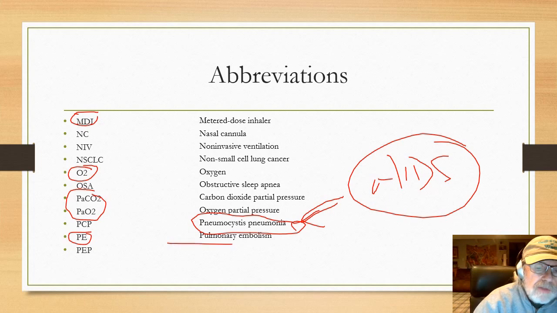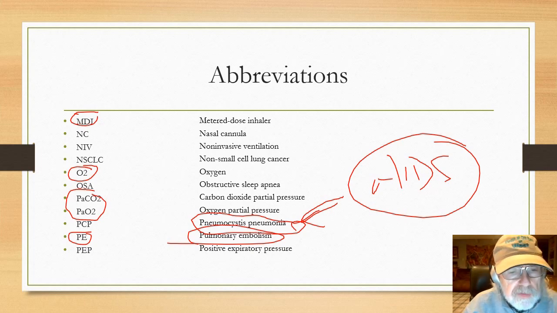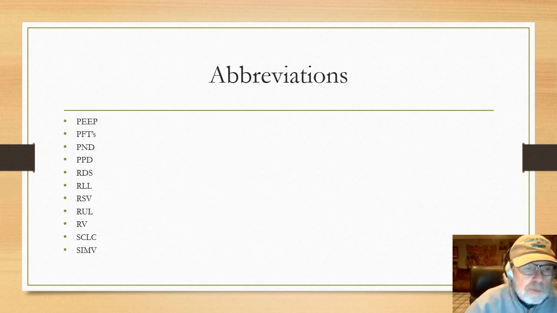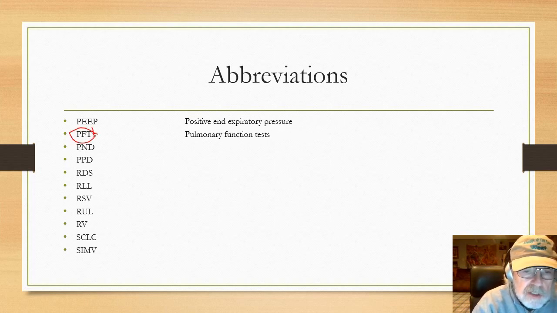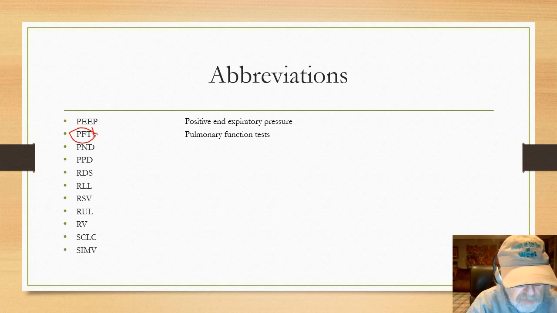Okay, PE, pulmonary embolism. That's one you should know. That's a very common thing. That's a clot that goes to the lung. PEP, positive expiratory pressure. Again, that's a respiratory therapy type of term. Couple more. PEEP. That's another one. Respiratory therapy. PFTs, pulmonary function tests. That's what they do to test your functional breathing capacity.